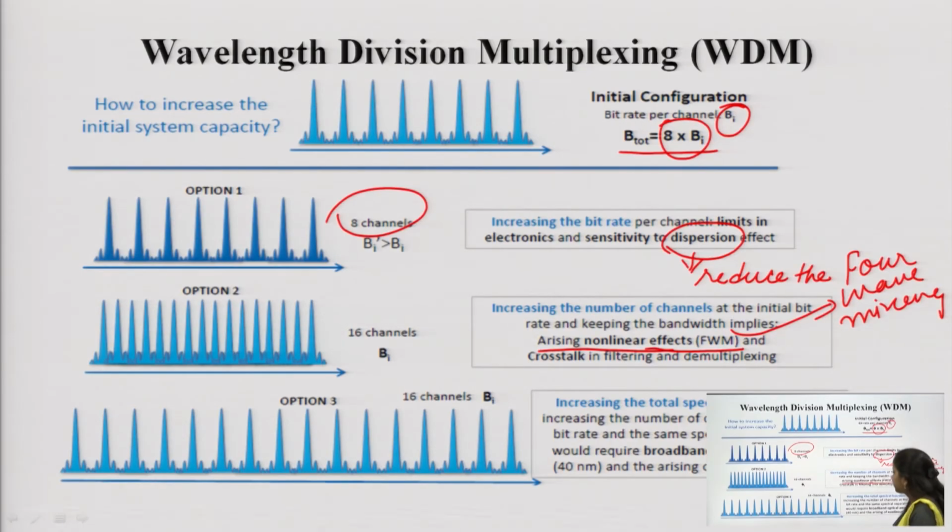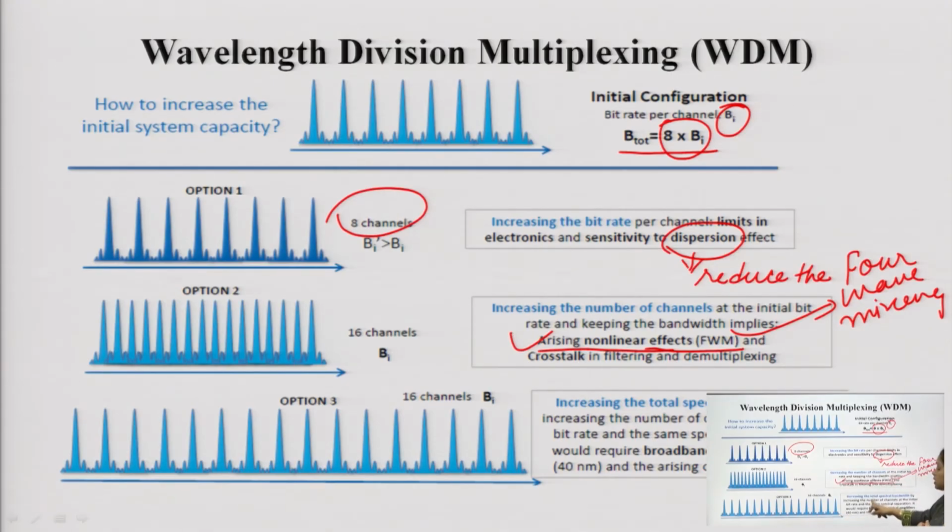The third option is a 16 channel, and in that what we are doing is increasing the total spectral bandwidth by increasing the number of channels at the initial bit rate and the same spectral separation. So what we have done here in option 2, the spectral separation between channels is reduced. That's why these non-linear effects are arising. So just to reduce these non-linear effects, we have designed the third option.